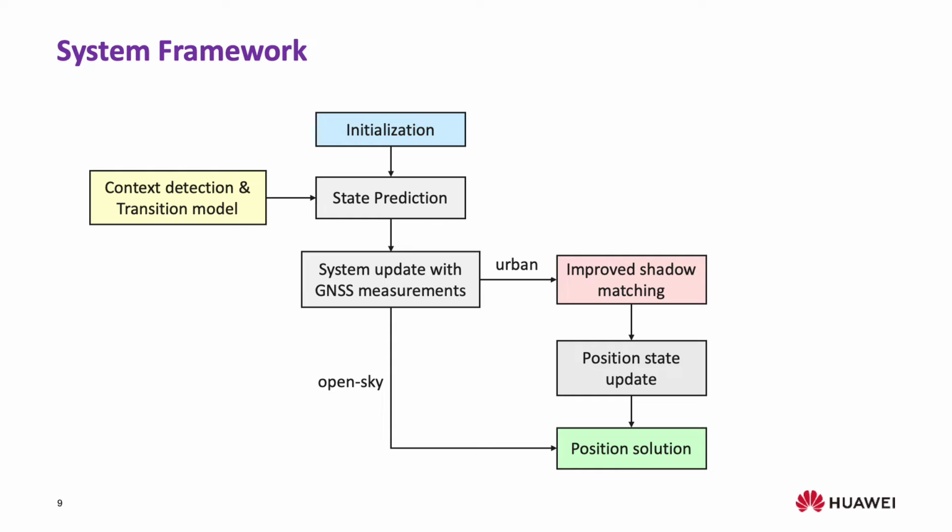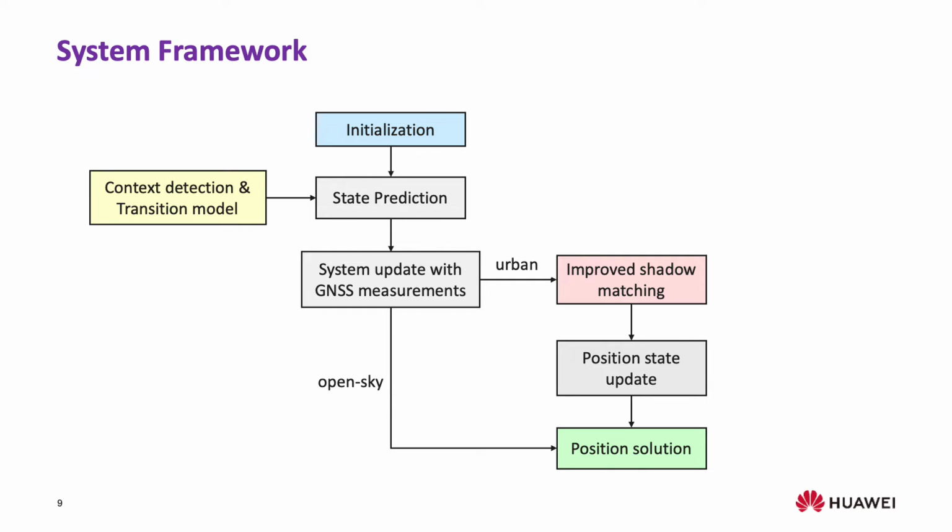This slide shows the system framework, how the shadow matching algorithm has been combined with a common filter. After initialization, the transition model is built for pedestrian and vehicle based on contact detection results, used for state prediction. Then, the state of the filter is updated based on pseudo-range and Doppler measurements received from each satellite.